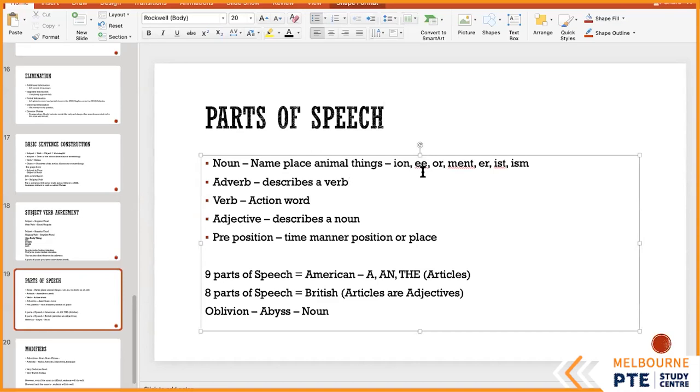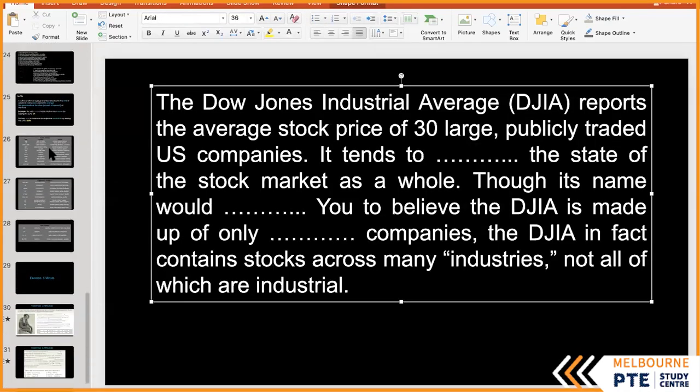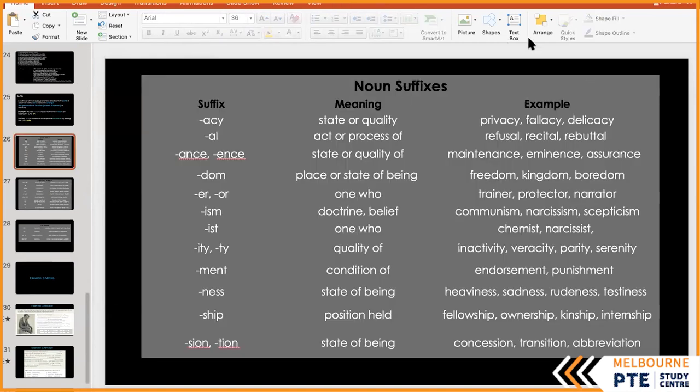Clear? Now, I'm going to ask you guys to take pictures of something. I want you guys to kindly take screenshots of the most common ones. Give me a second. Let me share. All right. Can you guys see this? Yep. These are the common noun suffixes. All right. So take pictures of this, please.